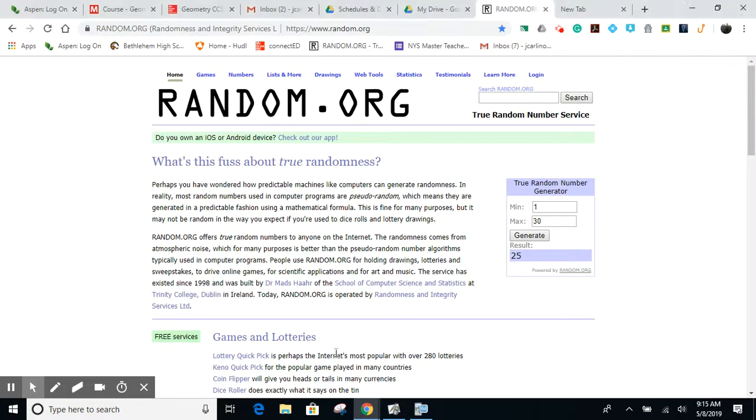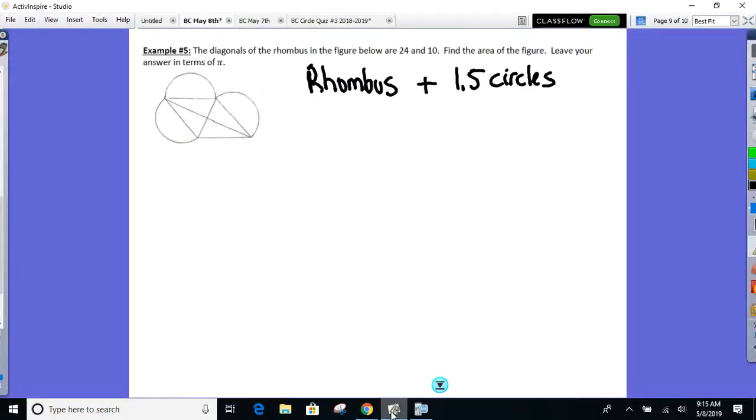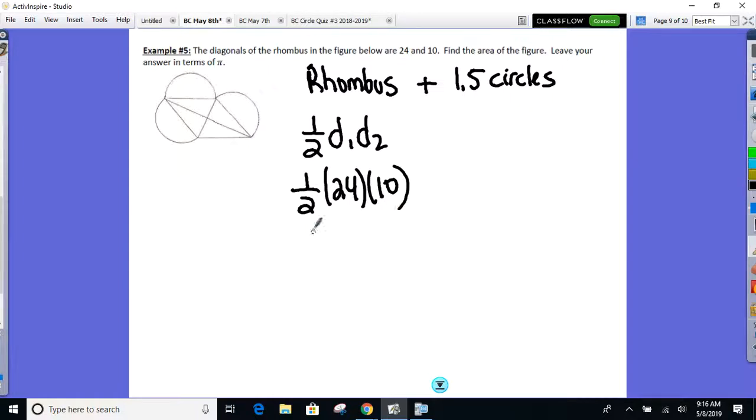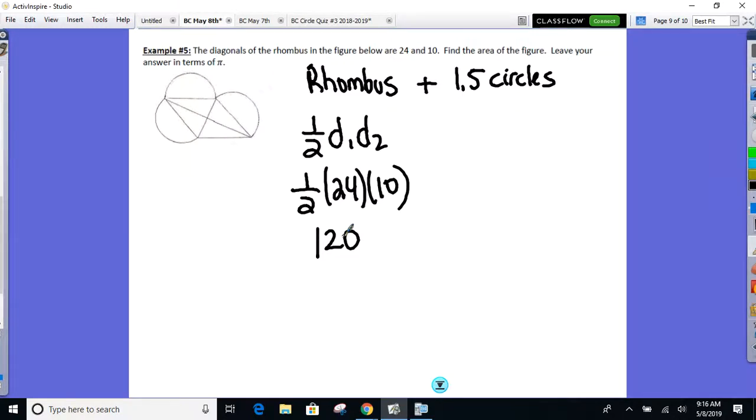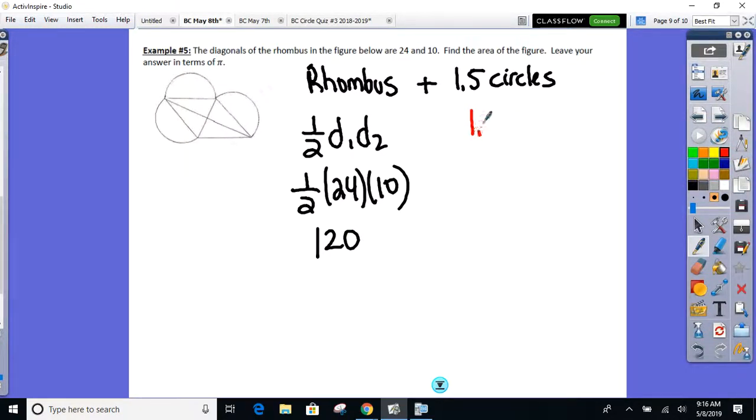Dig the old rhombus formula out for me. There you go. I gave you everything there. 1/2, 24 times 10. 120. And then what about the 1.5 circles here? So I have 1.5 pi r squared.